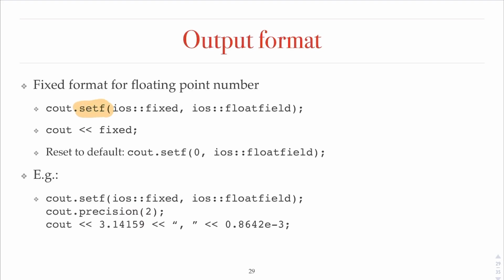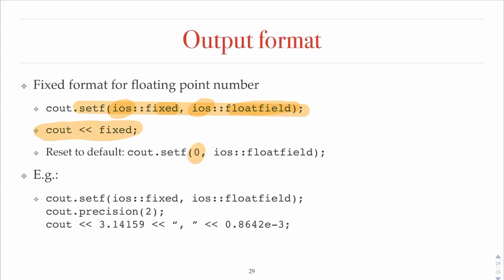Okay, now in order to change from the floating point format into the fixed format, you will use this command, setf. This is the method defined by cout.setf, and it will take two parameters, fixed and floatfield. Okay, fixed is defined inside ios, and floatfield is also defined inside ios. So you can use these two options as parameters to the method and we have the fixed format. There is another simple way. You can just use fixed on the output statement like this one. It is simpler, right? And if you want to reset everything, then just put 0 at the beginning. Okay, so it means I want to output as default using the floating point setting rather than the fixed setting.